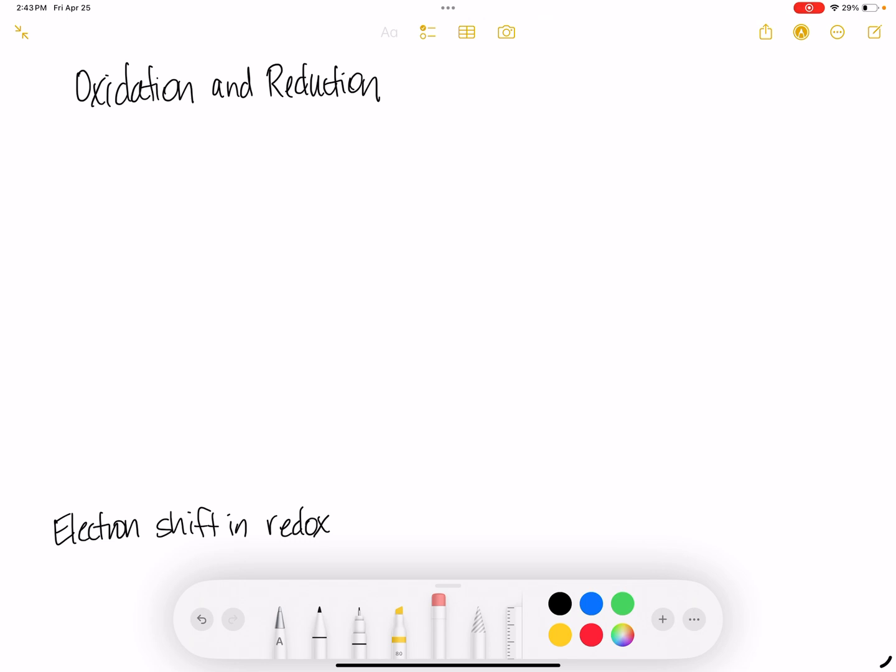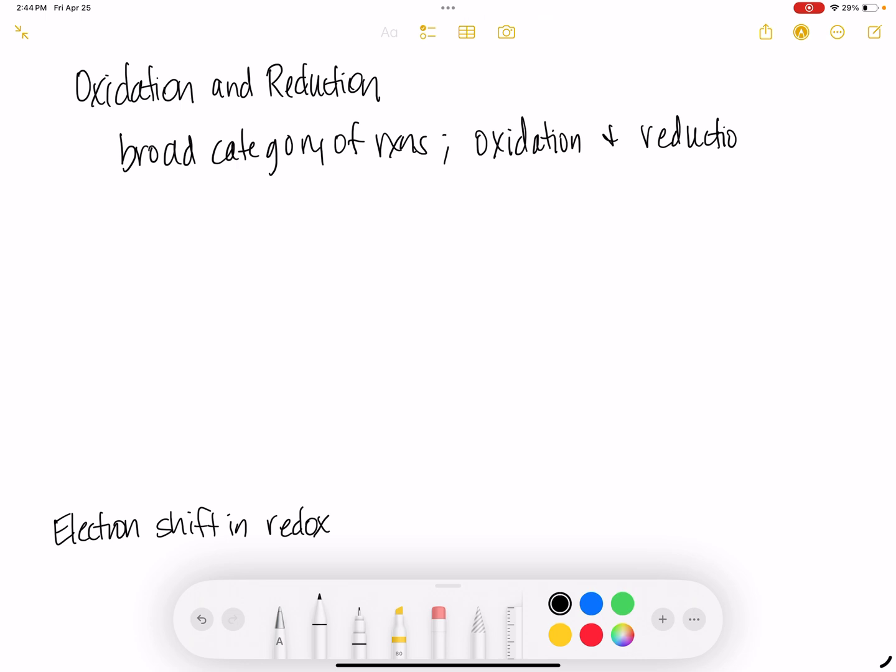Technically, it's a type of reaction broken up into sub-reactions that occur together, which is kind of a complicated definition, but it is a broad category of reactions, just like precipitation reactions, acid-base reactions, synthesis, double replacement, all of that kind of stuff. And the oxidation reaction and the reduction reaction occur together within the same big reaction. So you can't have oxidation without reduction, and you can't have reduction without oxidation.